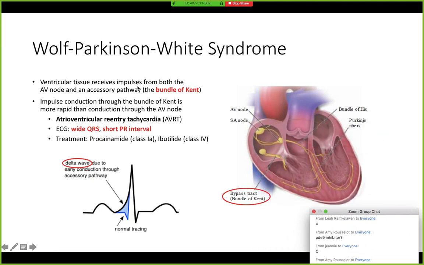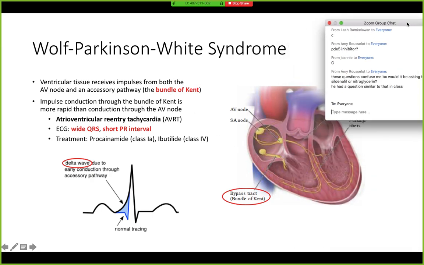Okay, so with Wolff-Parkinson-White syndrome, when you do a 12 lead, you're going to see a delta wave, and this is due to early conduction through an accessory pathway, which is known as the bundle of Kent. If you do practice questions, a lot of times they'll show you this and ask where the accessory pathway is. That would be the bundle of Kent. Also, you're going to see a wide QRS and a short PR interval, due to the upslope, the presence of that delta wave.